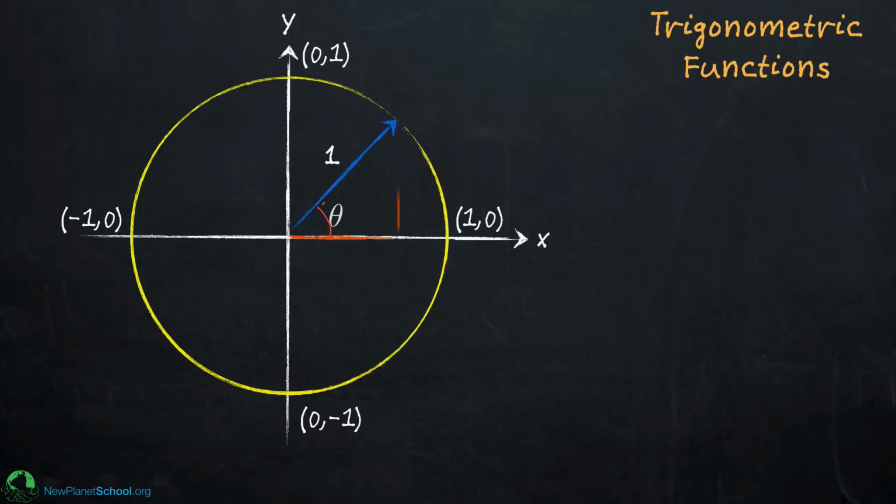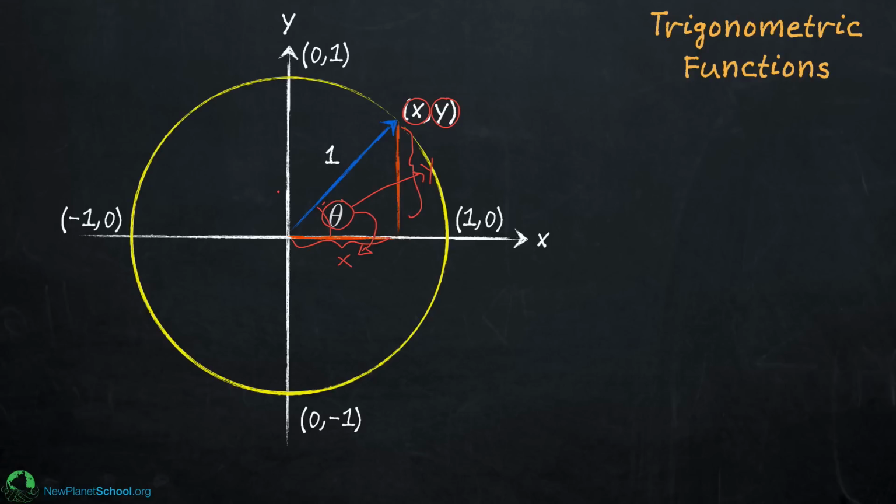And what I'm going to do is ask myself, if this point is at x, y, in other words, this length is x and this height is y, if I happen to know what this angle is, could I figure out what x is, and could I figure out what y is? That is really the question of trigonometry and the question of the trigonometric functions. So let's see if we can figure out at least how to relate x and y to this angle.